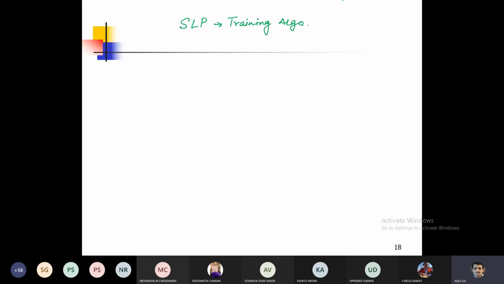So what is the basic idea of the single perceptron? It is that this is the summation unit, and there are some inputs over there. Let's say x1, x2, dot dot dot, xn.